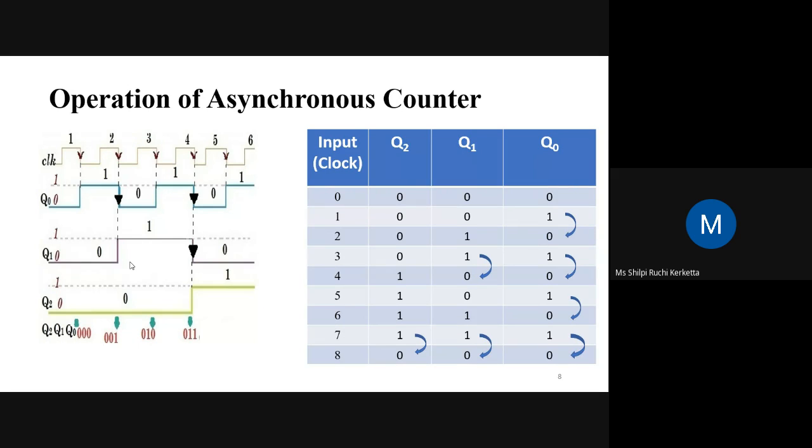Yes, ma'am. Okay, so where is the second negative edge triggering? It is here, so that's why it is 1. So here we got two ones. And we saw that negative edge triggering is here, that's why it became 0 here.